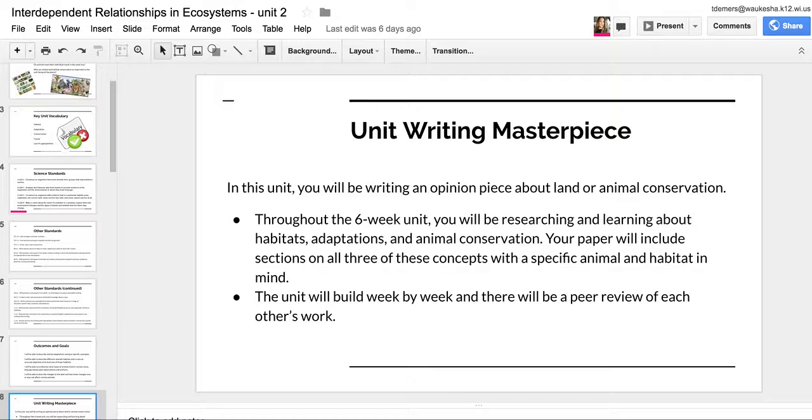Your unit writing masterpiece is going to be writing an opinion piece about animal or land conservation. Animal and land conservation are incredibly important to the well-being of our planet and to the success of our planet. If we take certain pieces of our ecosystems away from our planet, the planet may fail. For example, if we were to take plants away, or certain plants away, we wouldn't have replenished oxygen and energy, which comes from the sun. If we take certain animals away, other animals may prevail, which could be dangerous or unhealthy for our habitat. So this unit, you're going to be looking at why it's so important to keep everything intact.